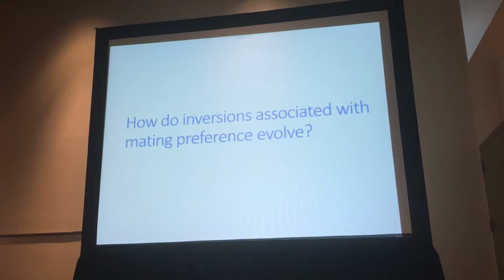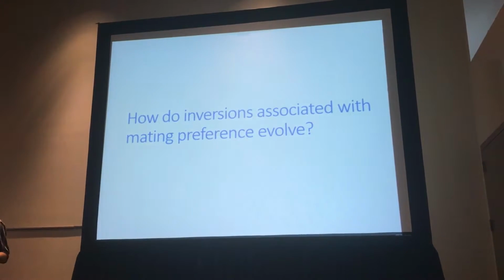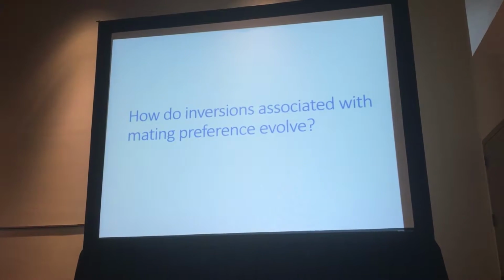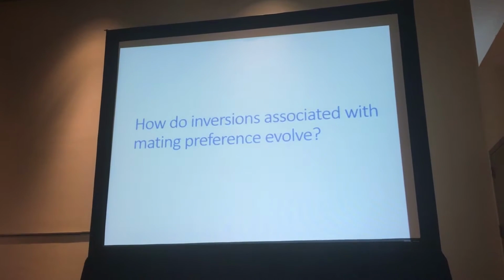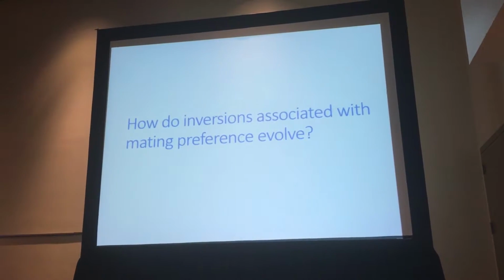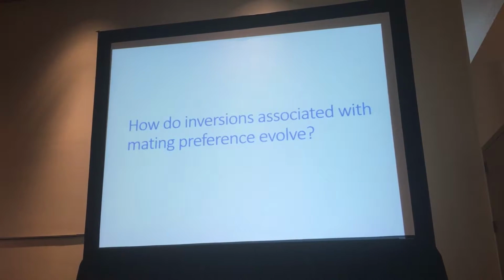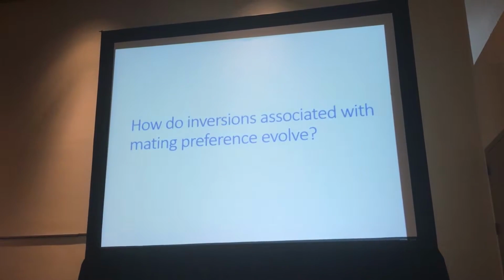The big question that Mark and I wanted to ask was, how do inversions associated with mating preference evolve? For various reasons, we don't believe that suppressing recombination between mating preference loci should be favored in most cases. Instead, we tried to come up with the simplest possible model of how inversions that do capture some kind of mating preference locus will be favored.